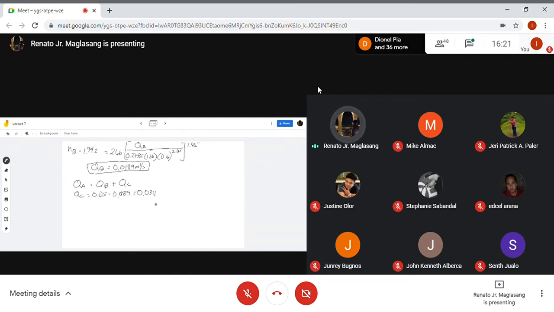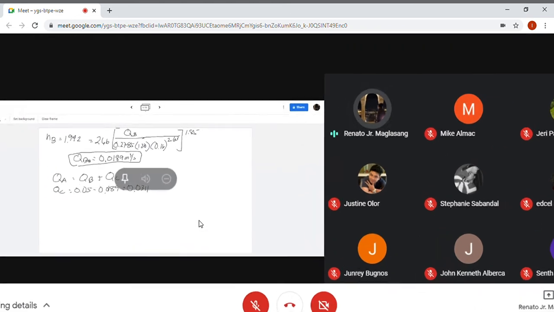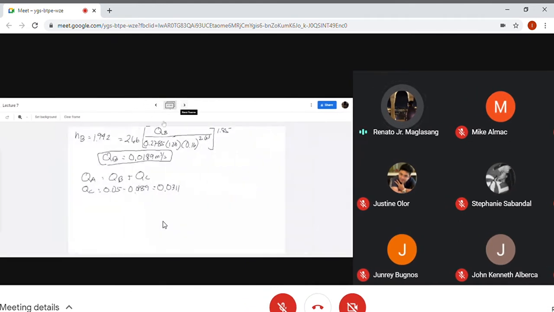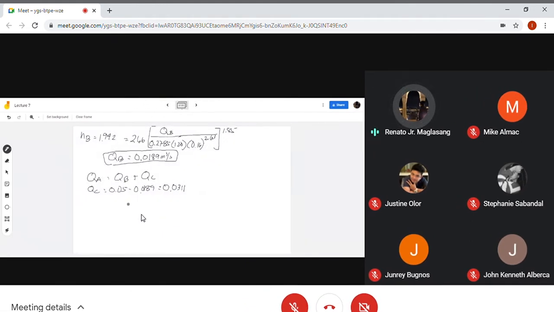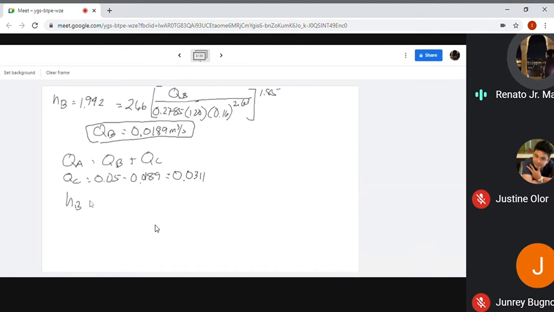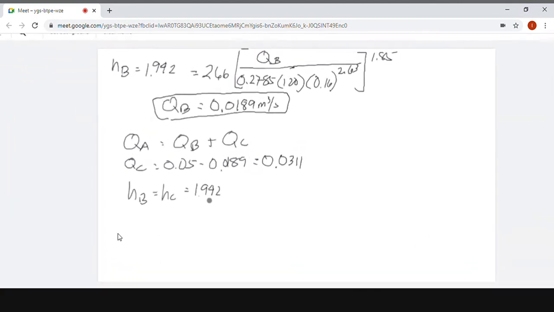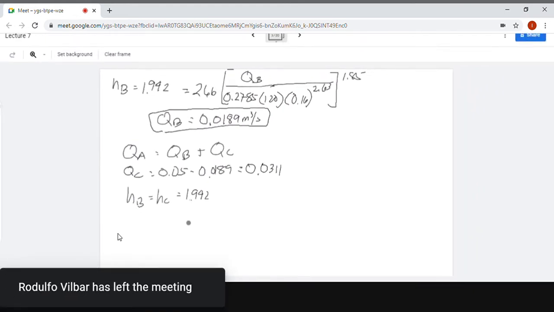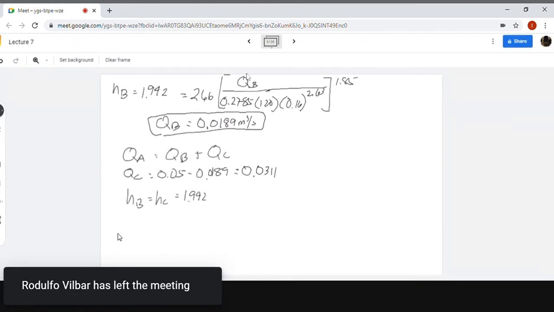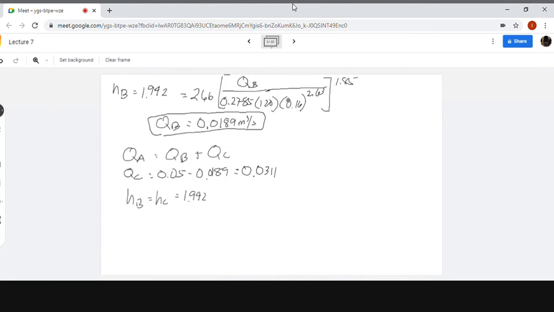0.0311. So we are going to find the head diameter. Since head loss B is equal to head loss C, remember again, head loss B is equal to head loss C. So that is equal to 1.942. Meaning, for QC, your unknown is the diameter.